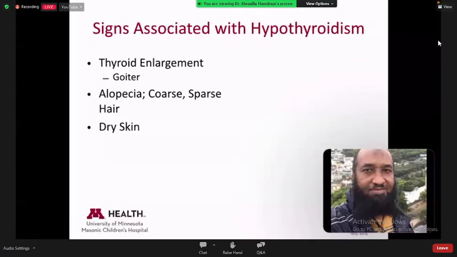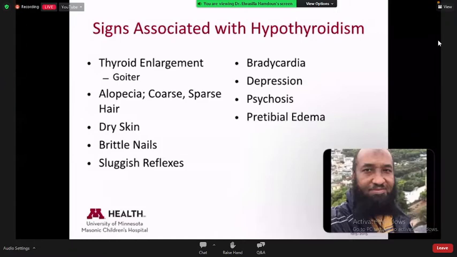Take it as an association always, hair problems with hypothyroidism. Dry skin, usually patches of the skin become very dry, or the whole skin becomes very rough and dry. Brittle nails, and then sluggish reflexes. When you do your exam, usually the reflexes are delayed. And if you want to be more specific, it's the delayed relaxation phase of the knee reflexes. So you have the upstroke and then the downstroke, or we call it the relaxation phase, that usually gets delayed.